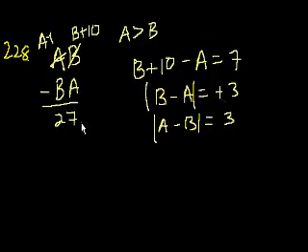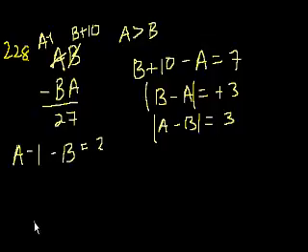And just to make sure that this all works out, if we do the tens place, A minus 1 minus B is equal to 2. Let's add 1 to both sides. You get A minus B is equal to 3. So it works out. A and B differ from each other by exactly 3. And that's choice A.